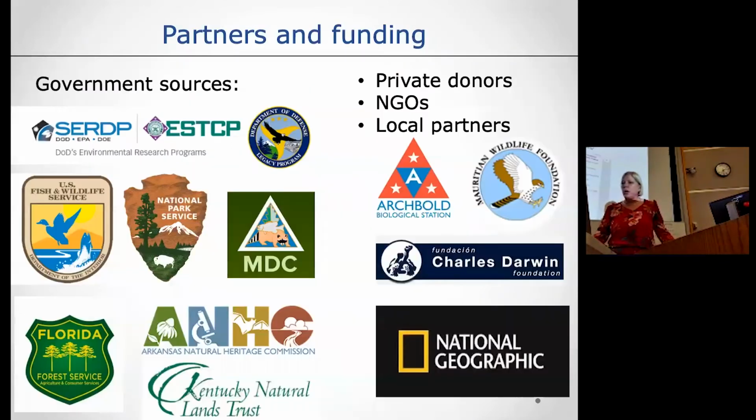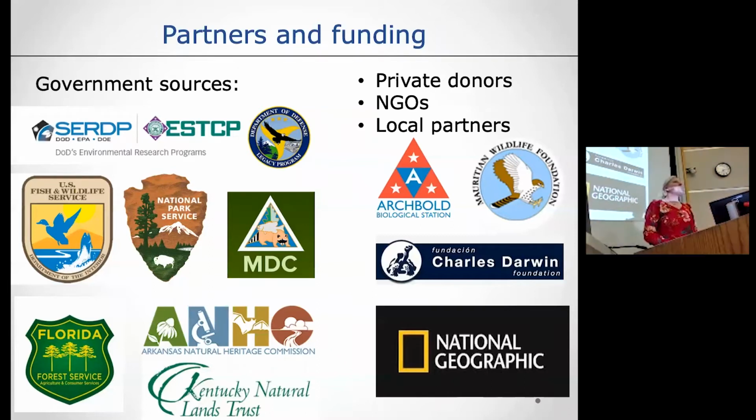And the way that we work is a lot of times we work with specific partners. So people like the U.S. Fish and Wildlife Service or the Missouri Department of Conservation or Florida Forest Service. And they come to us with specific questions that they want answered about their endangered species that can be answered with genetic tools. And then we work together to find funding, and then we do a project to answer specific questions.